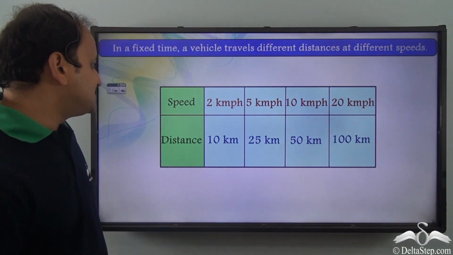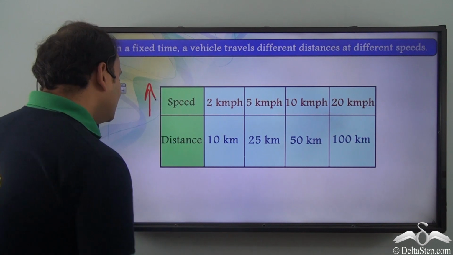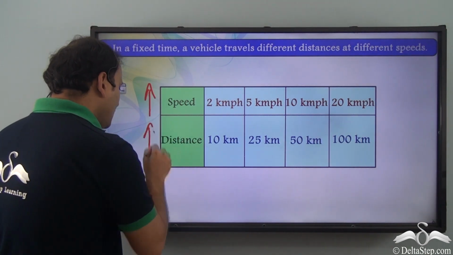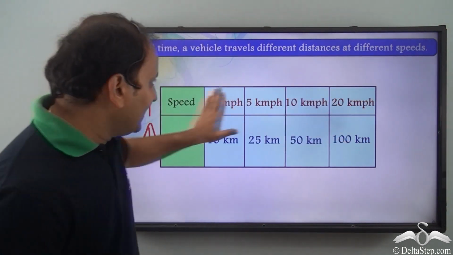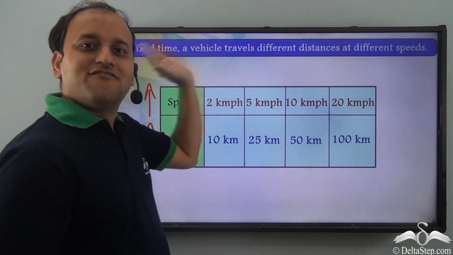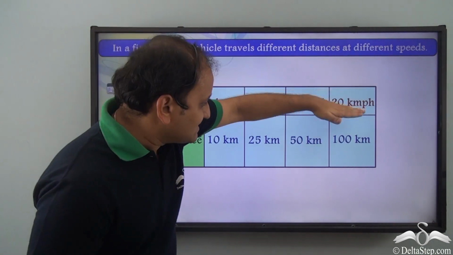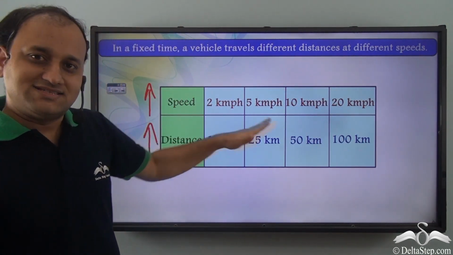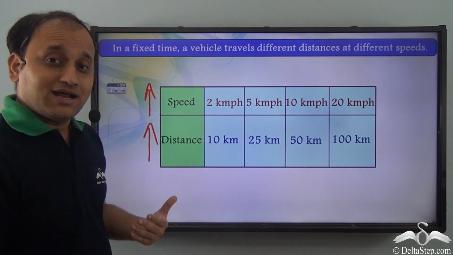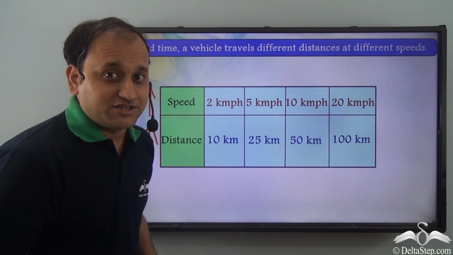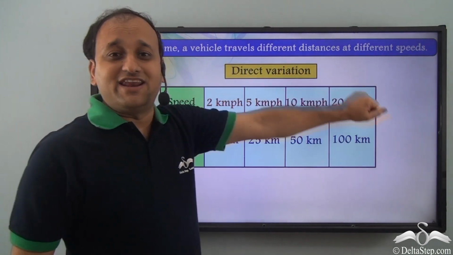So what is happening is that when the speed is increasing, then the distance is also increasing. This is when the time is fixed. So we see that when the speed increases, then even the distance increases with it. So both the quantities are directly related to each other. That is, both show direct variation.